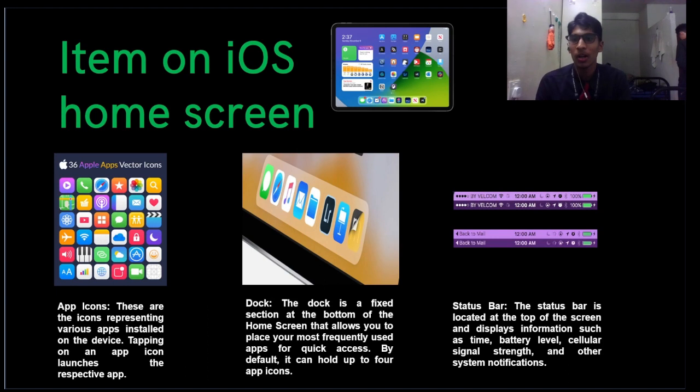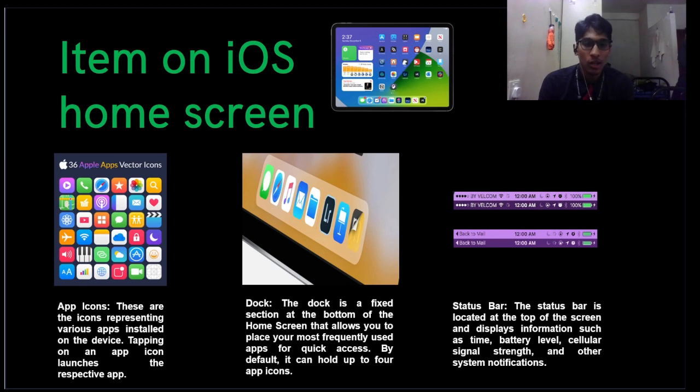Okay, today I'm going to talk about items on the iOS home screen. First of all, app icons. These are the icons representing various apps installed on the device. By tapping on an app icon, it launches the respective app.